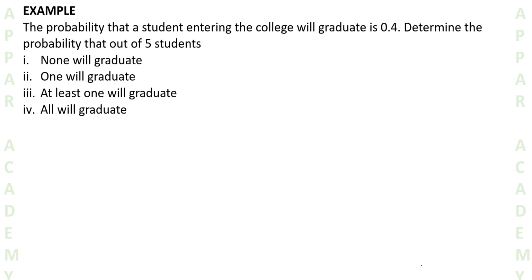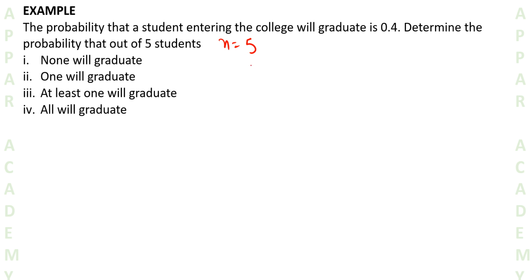Now let's discuss an example. The probability that a student entering the college will graduate is 0.4. We are saying that the probability that a student who is entering a college will graduate is 0.4, and determine the probability that out of 5 students, this means n is equal to 5, none will graduate. None of them will.